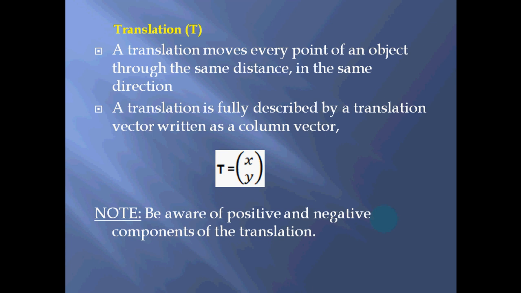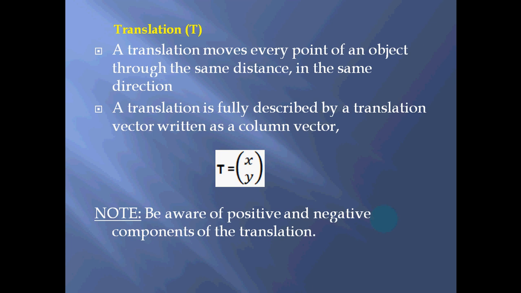A translation is fully described by a translation vector or a column vector, a column matrix, and it is denoted by the capital letter T. So T equals to (X, Y), which is a column matrix, is describing a translation.